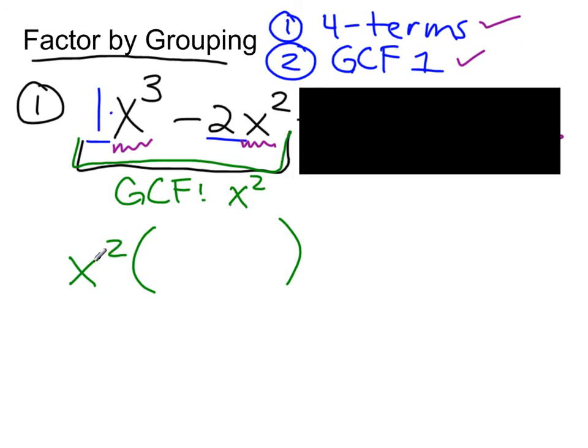So, I'm factoring out an x squared. Left behind, well, 1x, because x squared times x gets us x cubed. And now we have minus x squared times 2 will get us 2x squared. We don't need any more x's because we already have the x squared. So that's it for there.